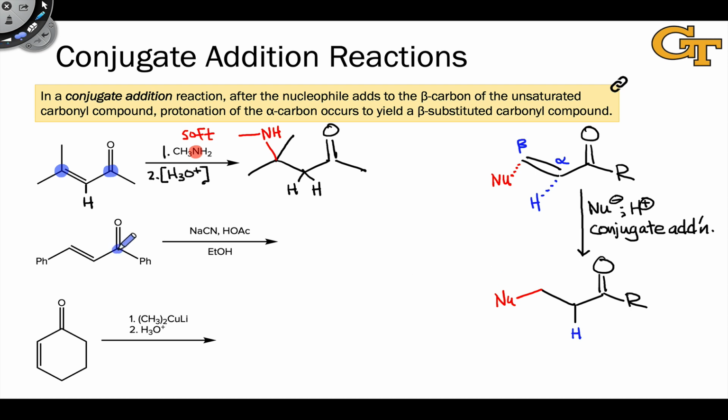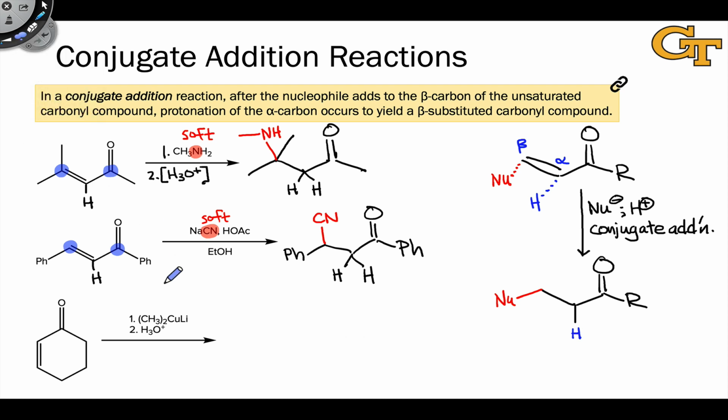In the second case, we again have two electrophilic sites highlighted in blue, and our nucleophile is the cyanide anion, which comes along with sodium cyanide. The acetic acid here is just included as a catalyst, and the EtOH, the ethanol, is just a solvent. The nucleophile is soft, and so in the resulting product we have a new bond between the cyanide carbon and the beta carbon, and a new bond between the alpha carbon and hydrogen.